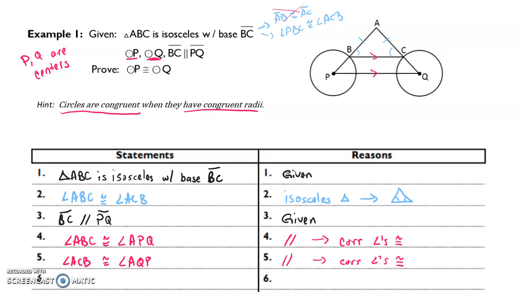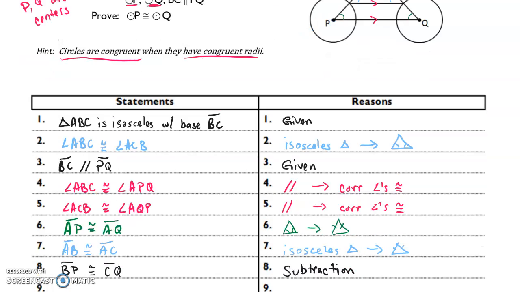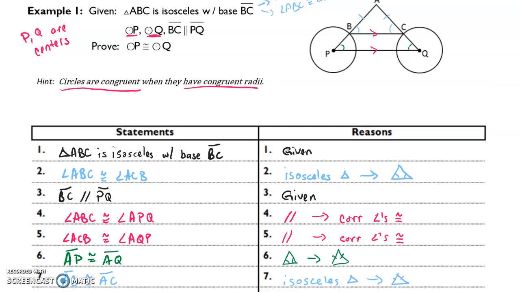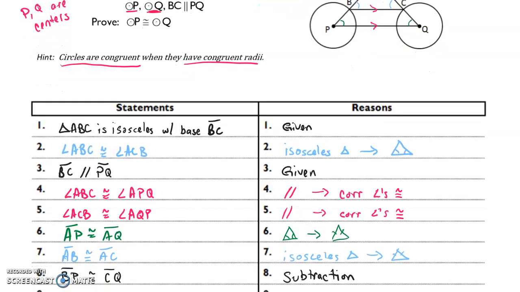Now, I hope you recognize what we have. With these angles now congruent, we have a bigger isosceles triangle. See where that takes you. All right, so hopefully we got to the fact that segment AP must be congruent to segment AQ, because if those base angles are congruent, the sides opposite are congruent. Then go back to my original isosceles triangle. Since the original triangle ABC was isosceles, AB is congruent to AC, and I can use subtraction to get segment BP congruent to segment CQ.